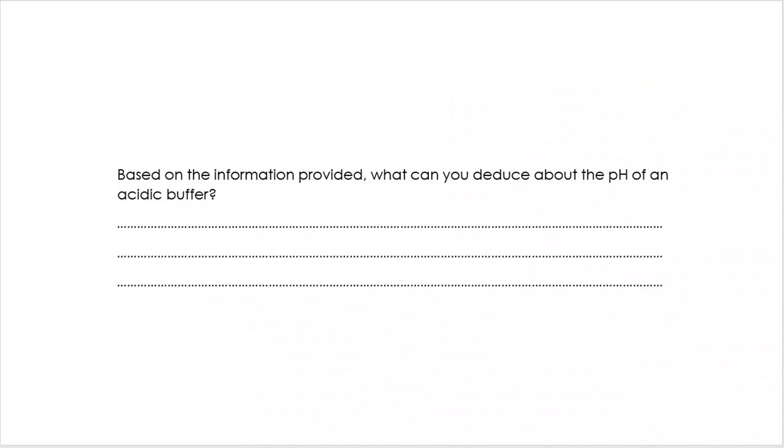Now, what do we think the pH of an acidic buffer would be? Well, the clue is in the name. It's acidic, but also it contains ethanoic acid and it contains a salt, which is neutral. So we would expect the pH to be an acidic pH. We would expect it to be below 7.